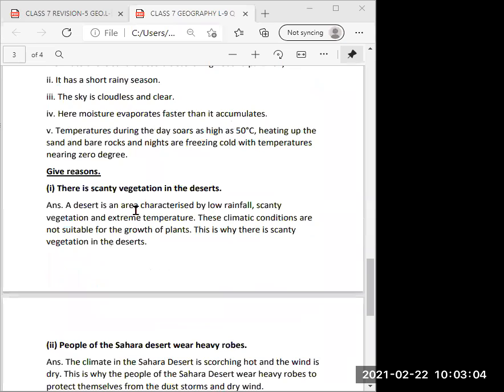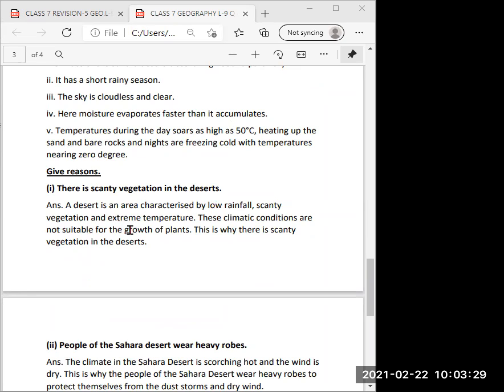Now give reasons. There is scanty vegetation in the desert. Scanty means very less. Less vegetation, less plant life is there in the Sahara Desert. Very few plants grow in the Sahara Desert. Why does this happen?